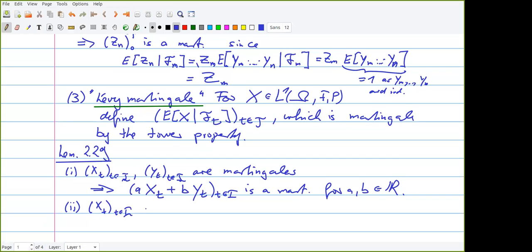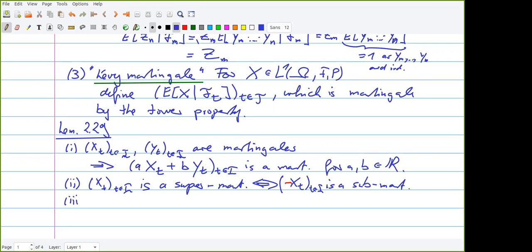If I have a process X, and we assume now that it's a super martingale, this is the case if and only if minus X is a sub-martingale. If you have a game which is not in favor of you, so a super martingale, and now you swap all the signs by multiplying with the number minus 1, well, this game is suddenly in favor of you, because all your losses turn into gains and vice versa.